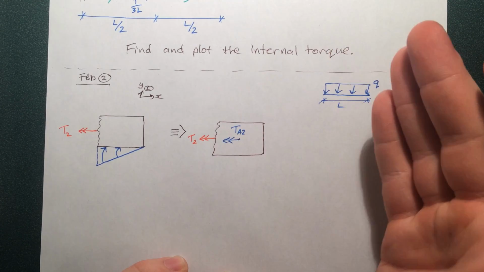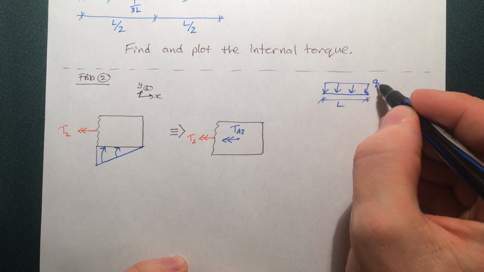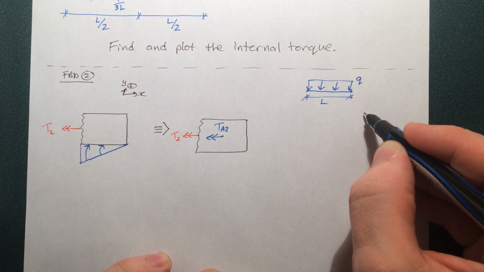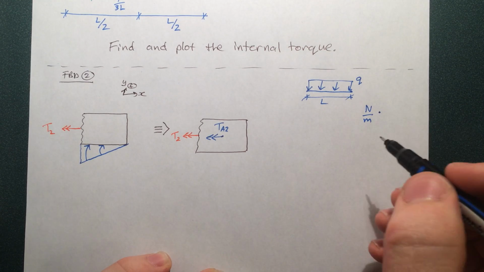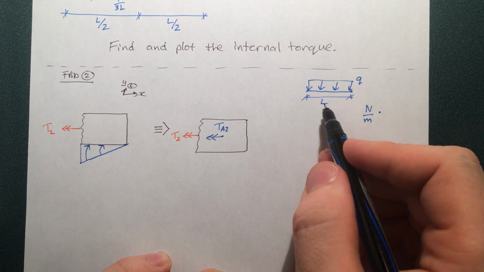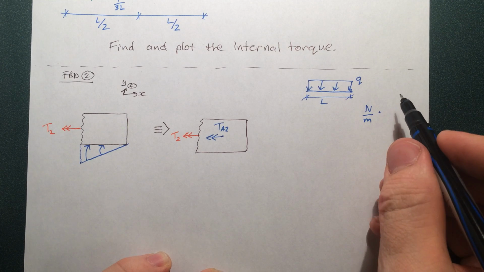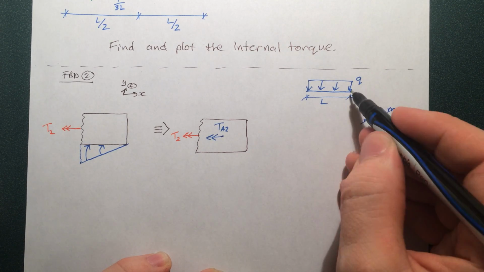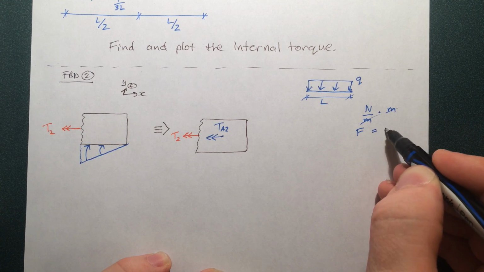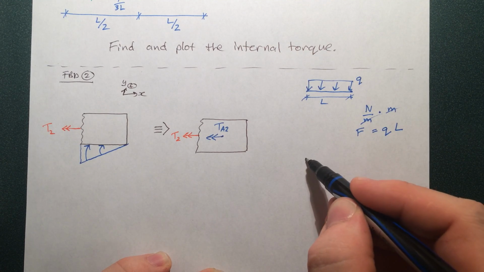Now how are we going to go about finding the total force that this distributed load applies? Well, we know that Q is going to be newtons per meter, right? So to get total newtons, we need to get rid of this meter, so we multiply it by the length, meters, and that gives us just newtons. So the total force is just going to be QL, right? Newtons per meter times number of meters. Now let's put this on an angle.